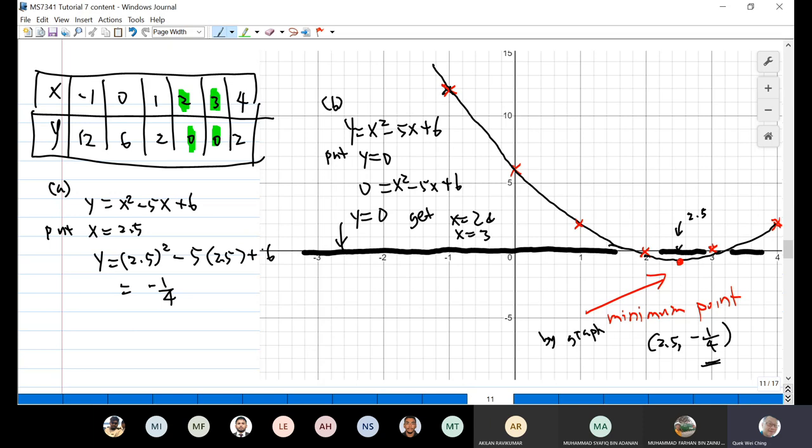From this graph, you can find a minimal point. For the graph, I can check the equation, find the minimum point. And then from the graph, you can also find when the graph cuts the x-axis, for 2 points, okay, x equal 2 and x equal 3.